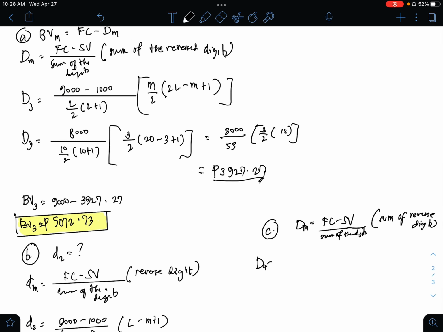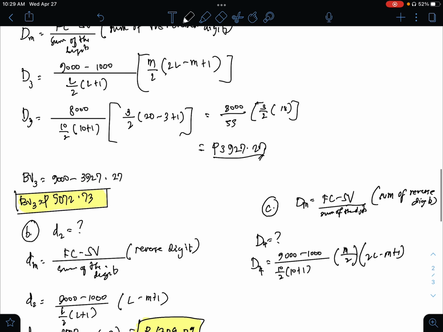So, that's D4. Okay? So, D4 equals the first cost, which is 8,000. Oh, 9 here. Sorry. 9,000 minus 1,000 pesos over the sum of the digits, which is, again, that's L over 2 times L plus 1, times the sum of reverse digits. The sum of reverse digits is just M over 2 times 2L minus M plus 1.